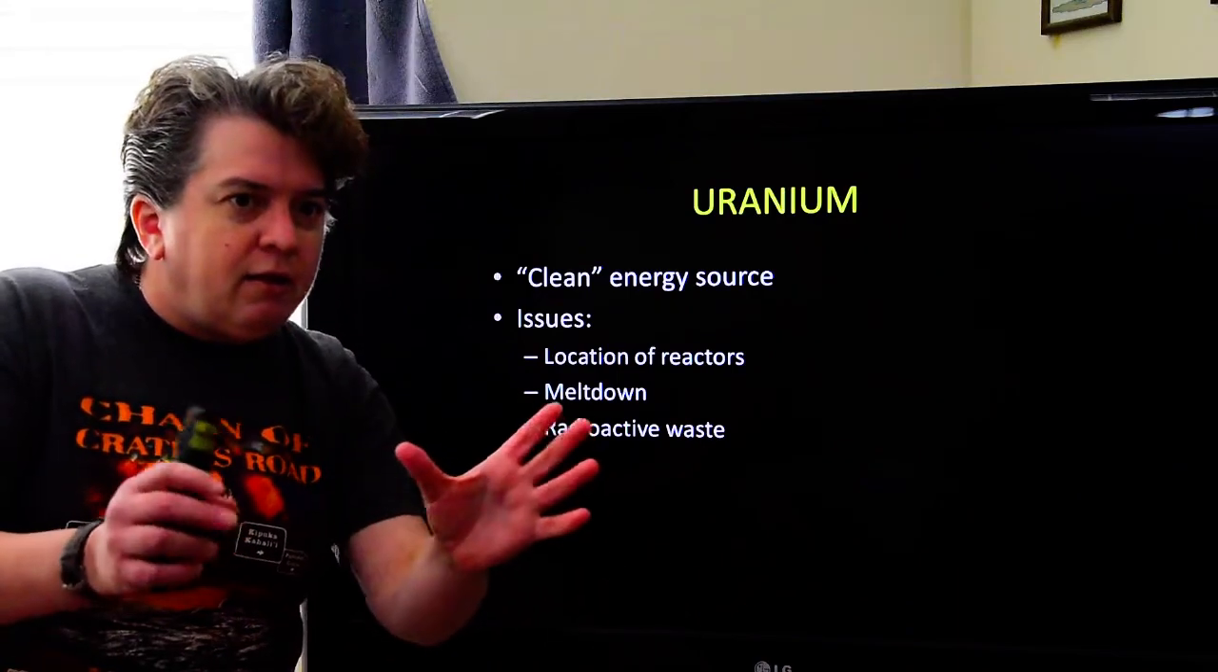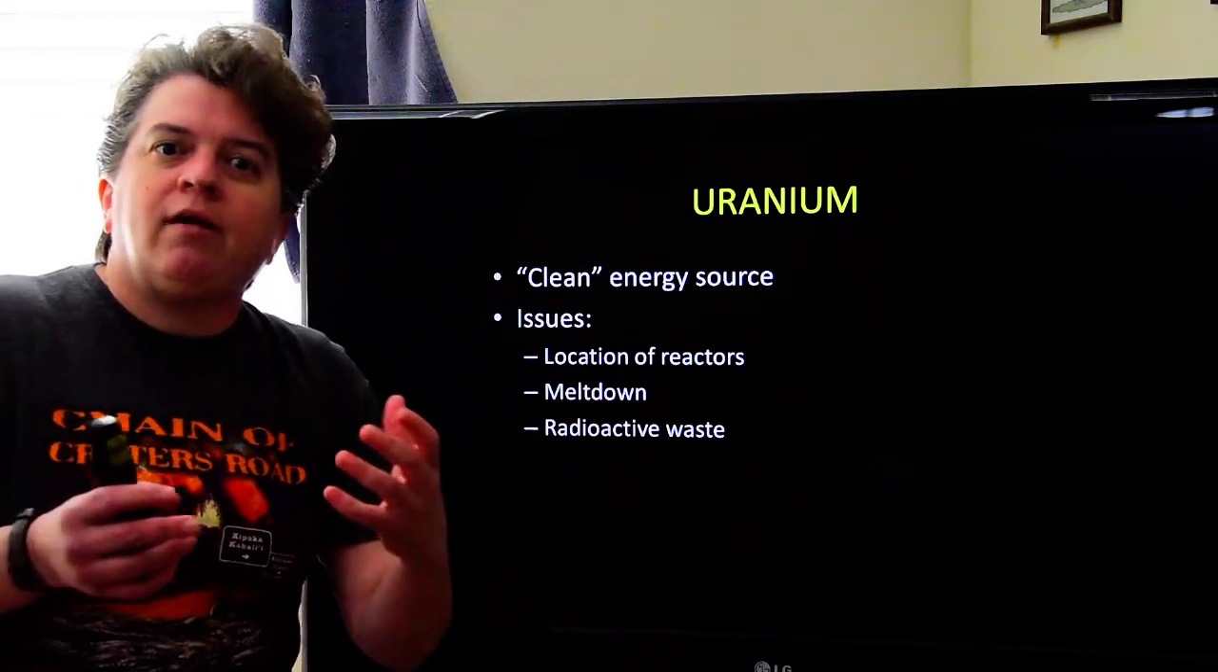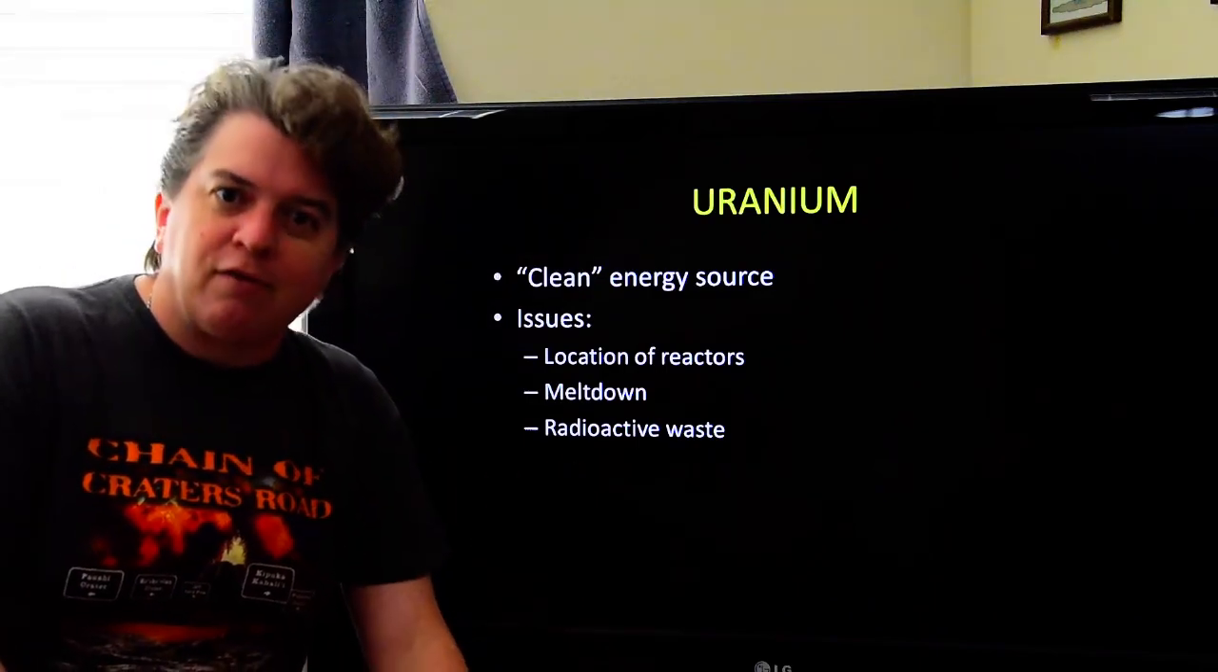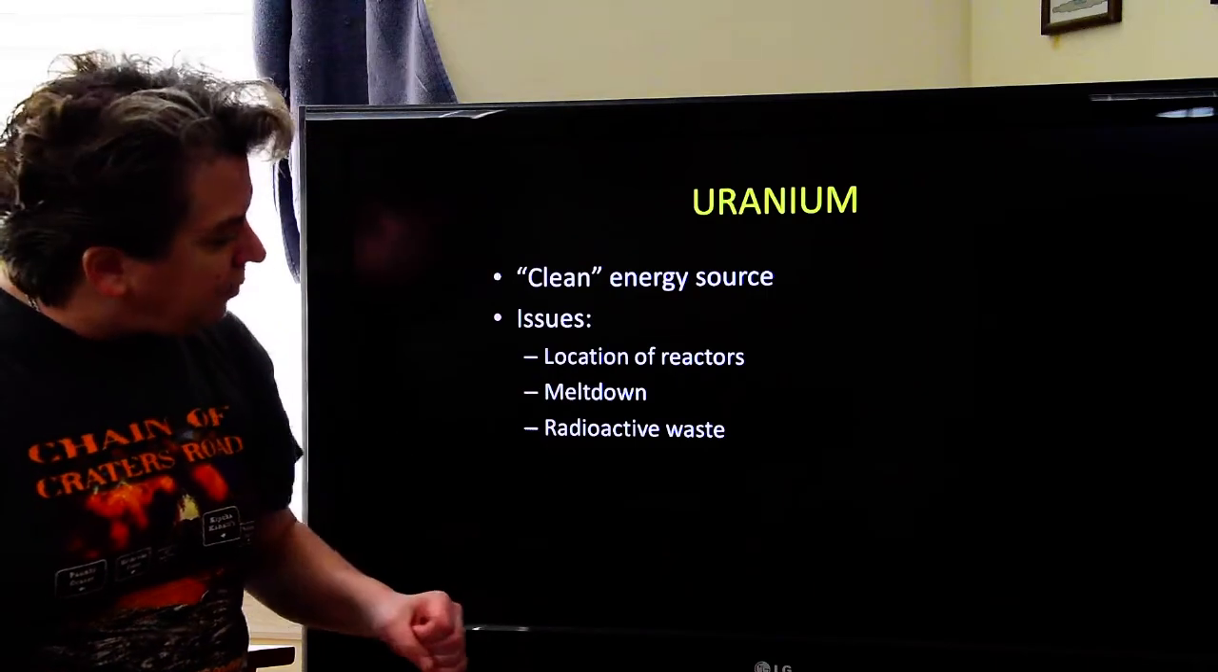So again, there's the cost-benefit analysis, right? Weighing the risks versus the benefits is something that has to be done.